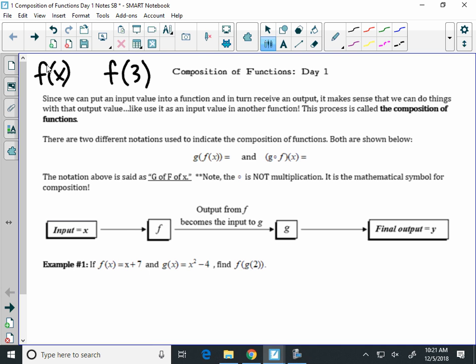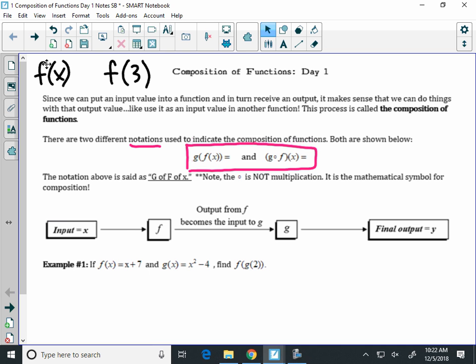So there are two notations that we are going to use for composition of functions, and they look like these two in the middle here. They both mean the exact same thing, they just look a little bit different. The way you say it is the words that are underlined right below. You say this notation here as g of f of x. So wherever you see a parenthesis, you say the word of. G of f of x.